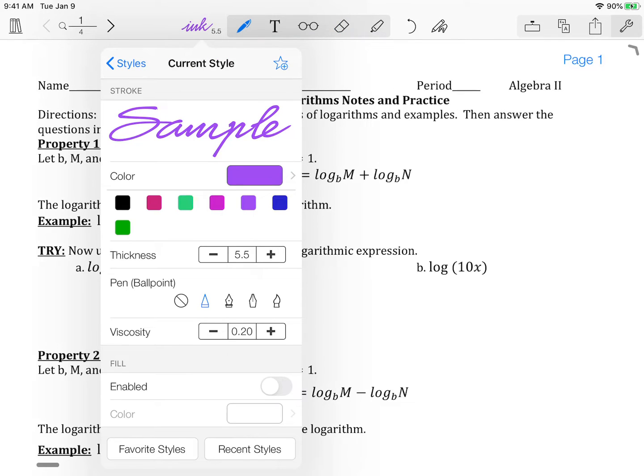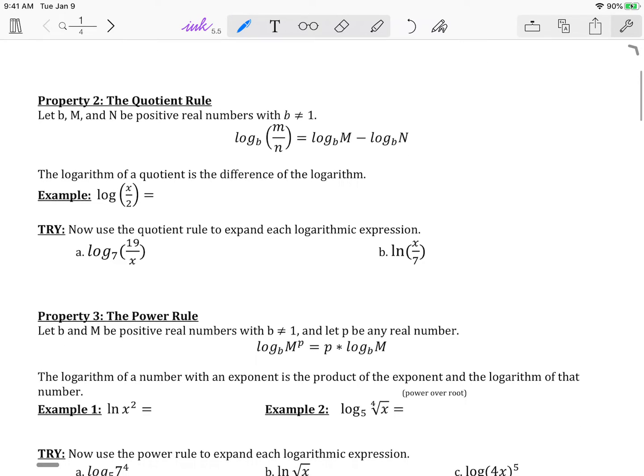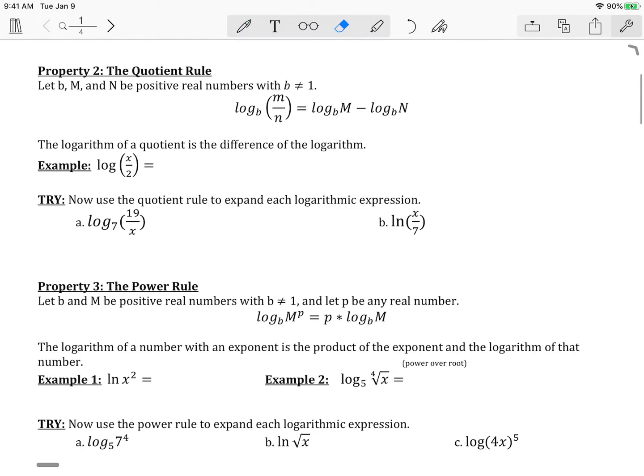So here I have the natural log of 7x. So the natural log of 7 times x is my first example. Well, we just said that multiplication goes with addition. So this is the natural log of 7 plus the natural log of x. Multiplication goes with addition. So you're going to do those two practice problems and submit those when you submit your work later.